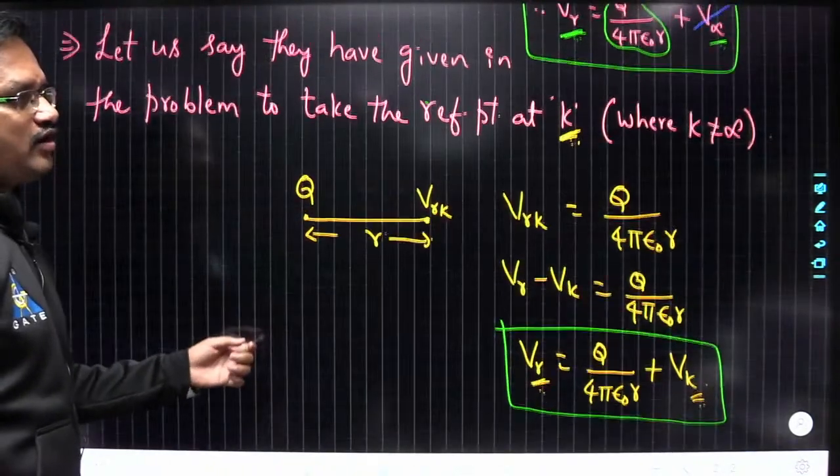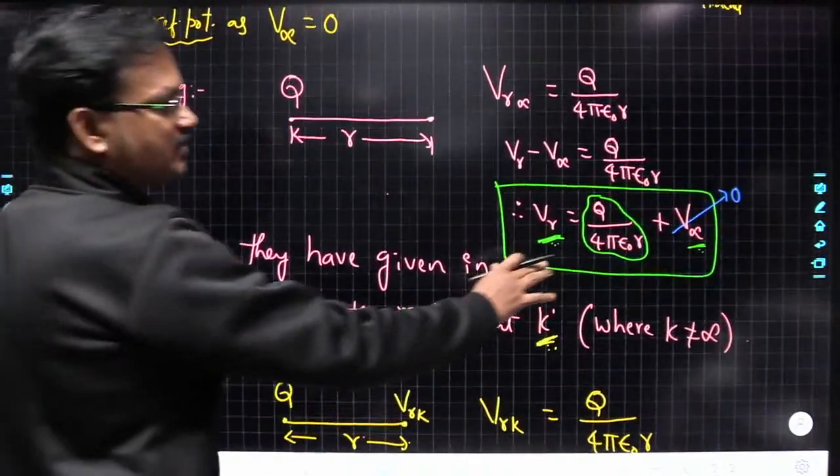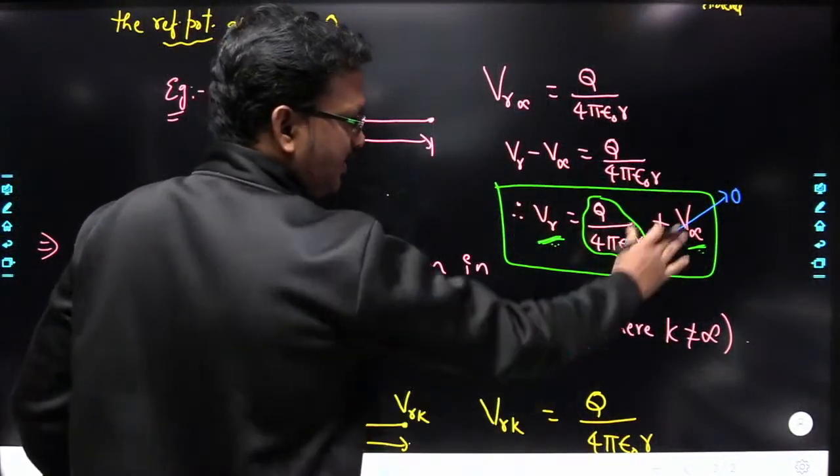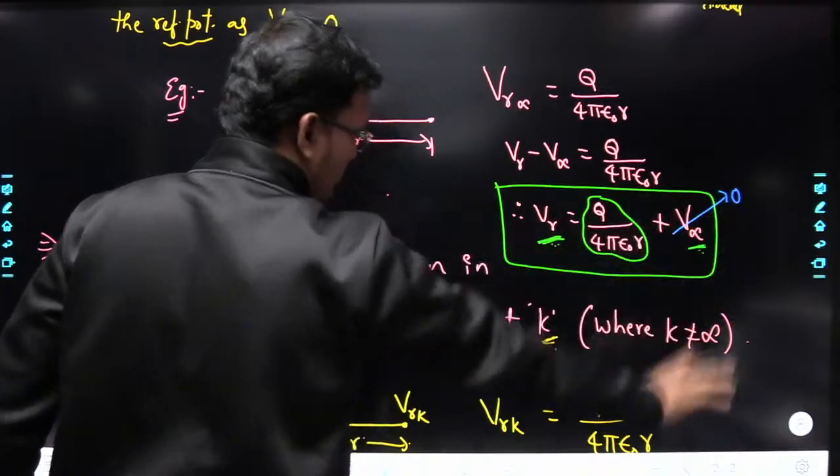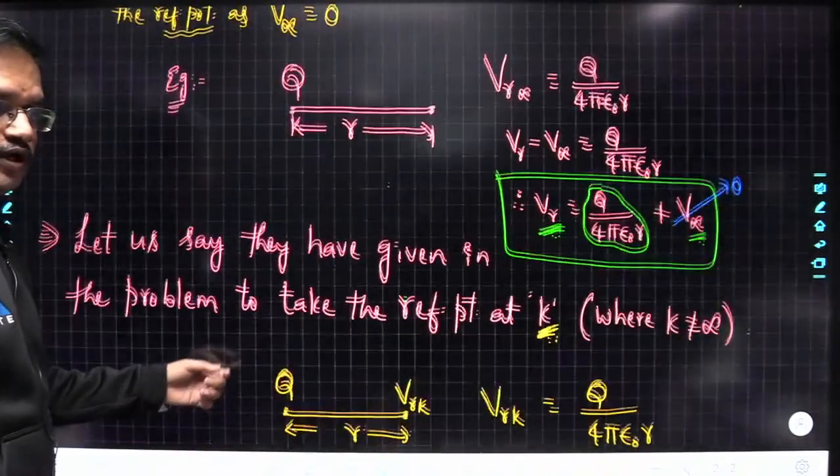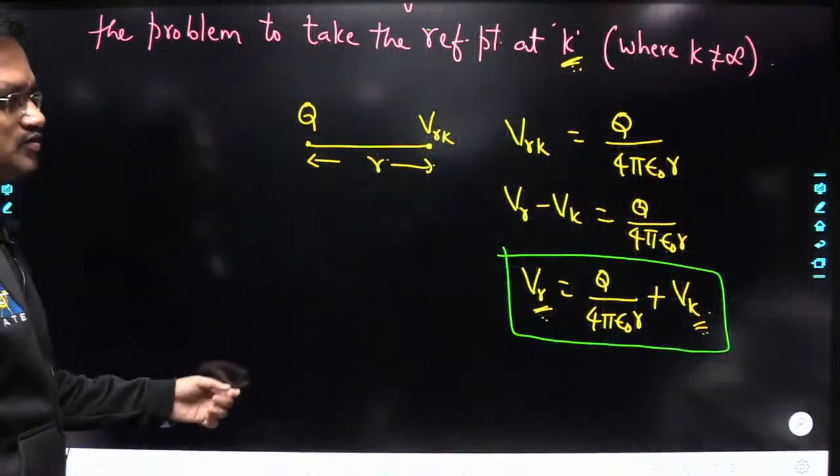Right. So if they have not mentioned anything, generally we will take the reference point as infinity, and at infinity we consider generally the potential as 0. Understood? Okay. So now see here.